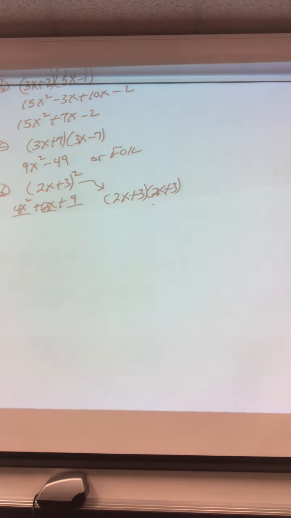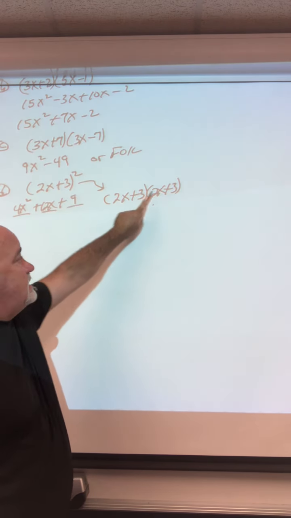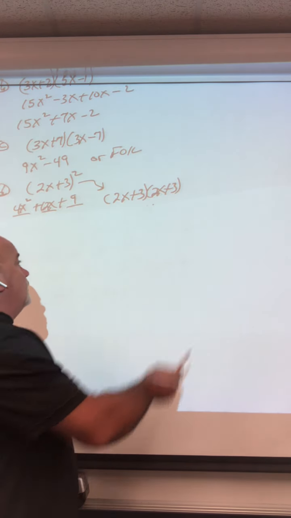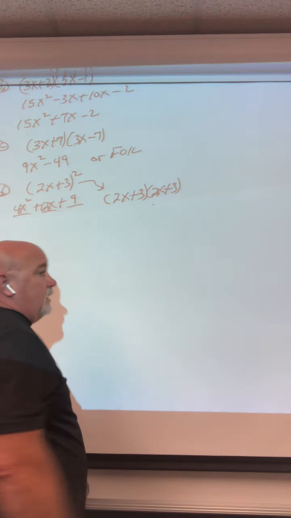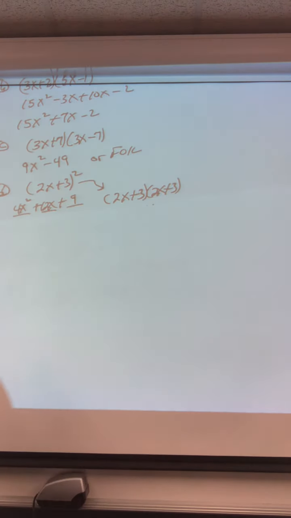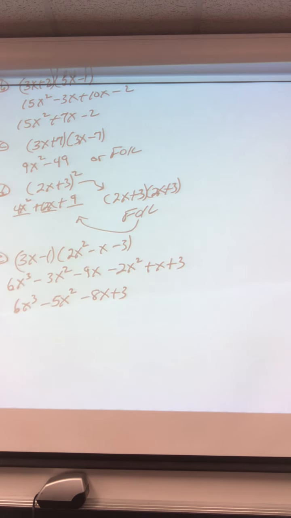Now, there's a good chance that a lot of you don't remember that. So, what else could I do then? What does it mean to square something? It means to say it times itself. So, what you could do is write it out twice and do the FOIL method. If you do, it will give you the exact same answer. Okay?